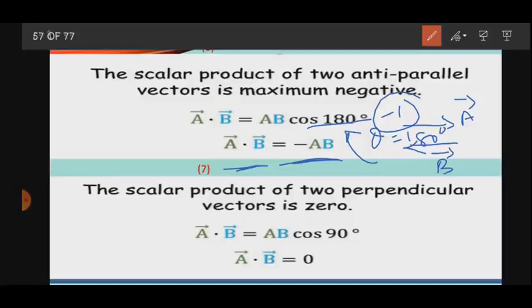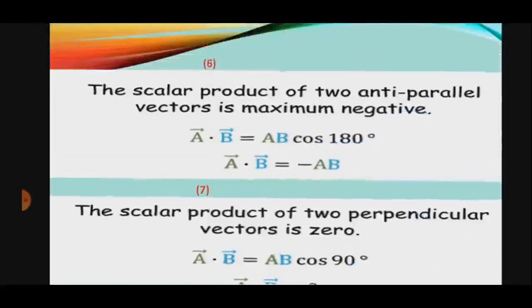Okay, then perpendicular vectors, orthogonal. Now see, a vector and b vector. What is the angle? 90 degrees. Now substitute this relation, cos 90 is equal to 0. The total term will be 0. Therefore a vector dot b vector is equal to 0. Then a vector and b vector are said to be mutually orthogonal vectors. Okay. Go to the seventh property.